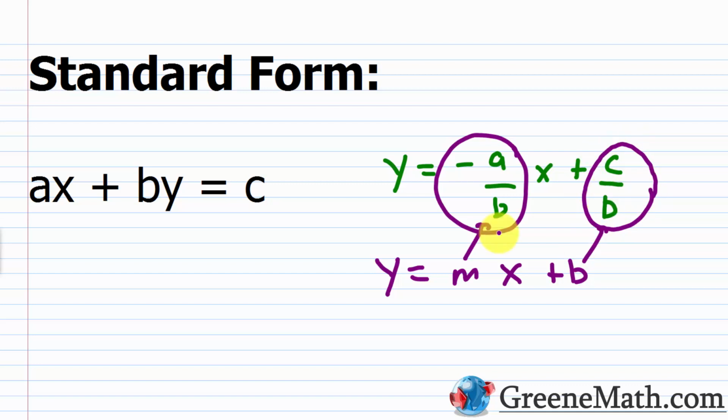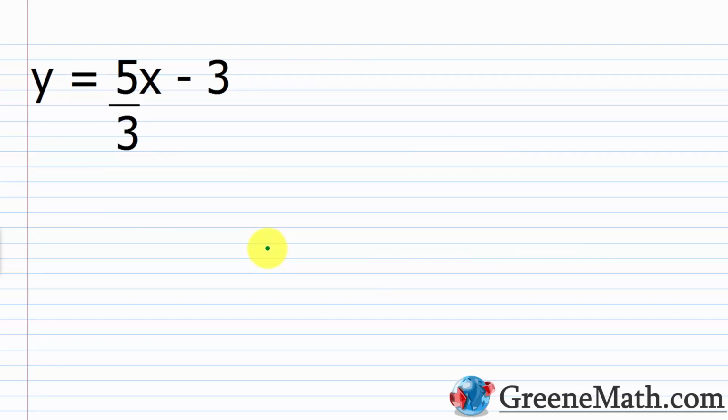And I'll prove this to you later on with some examples, that we can get the slope either as the coefficient of x when this is solved for y, or if it's in standard form, we could just take the negative of a, the coefficient of x, over b, the coefficient of y. All right, so let's take a look at an example.